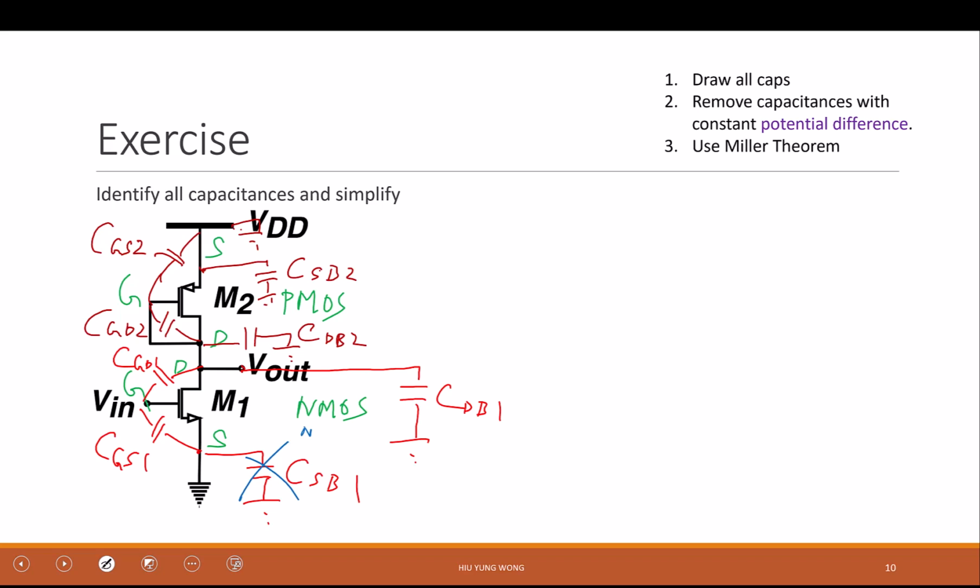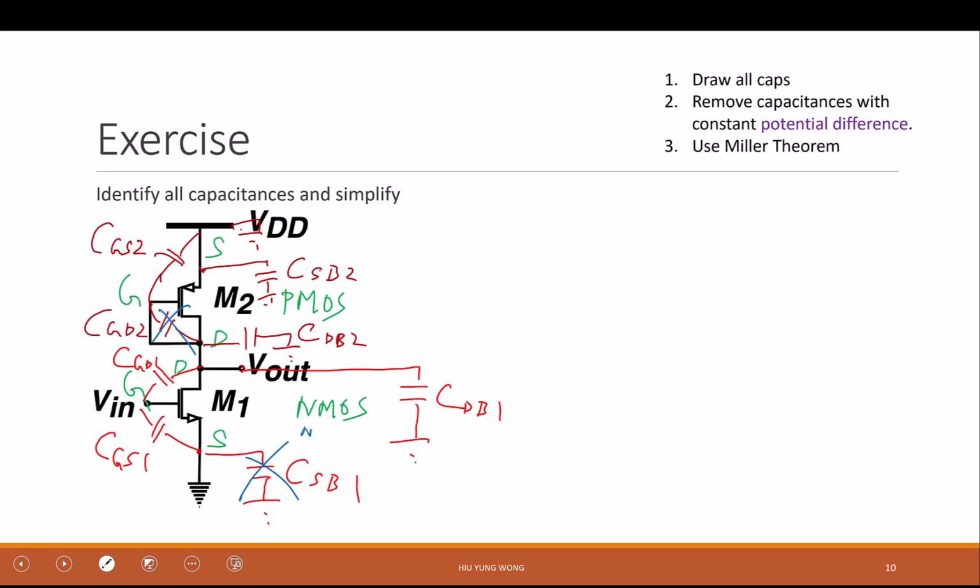Can you spot another capacitor that can be gone also? CGD2. Why? Because it's short. That means this terminal and this terminal are at the same potential, right? So again, it's not going to draw any current in the whole operation. It's not intuitive. You may feel uncomfortable. You feel that maybe there's something, but indeed, just think carefully. They are always at the same potential. So now I have fewer capacitors, and then some of them I can combine, right? What I just did is elimination.